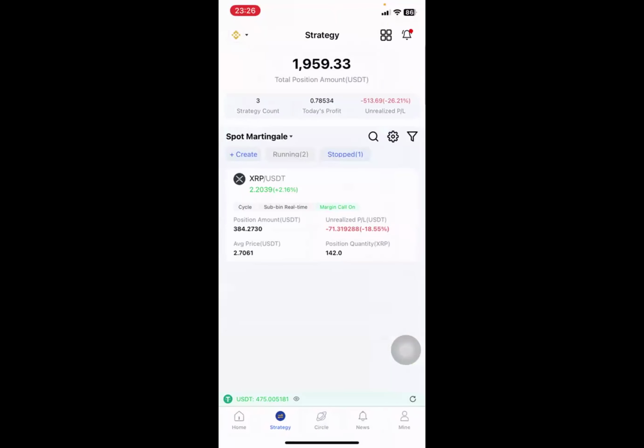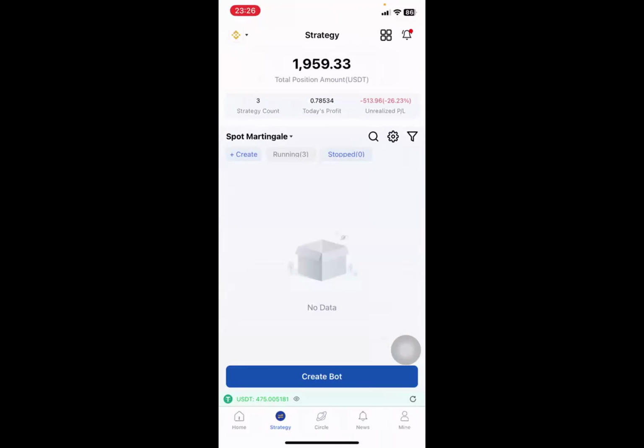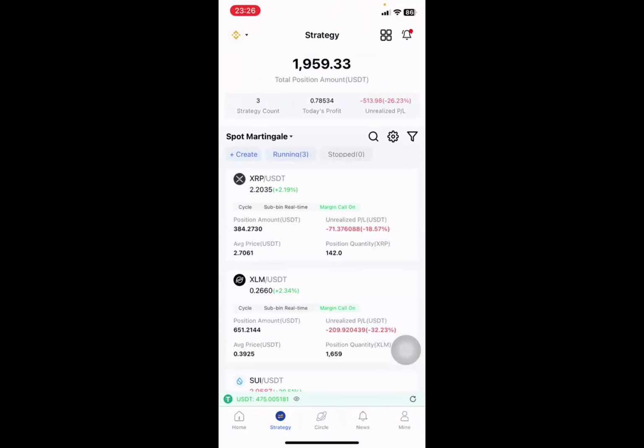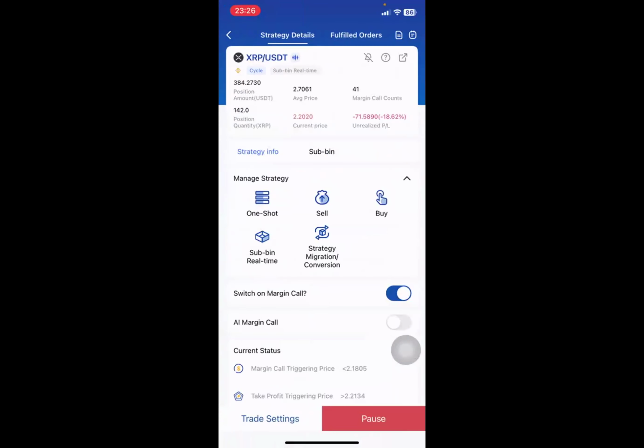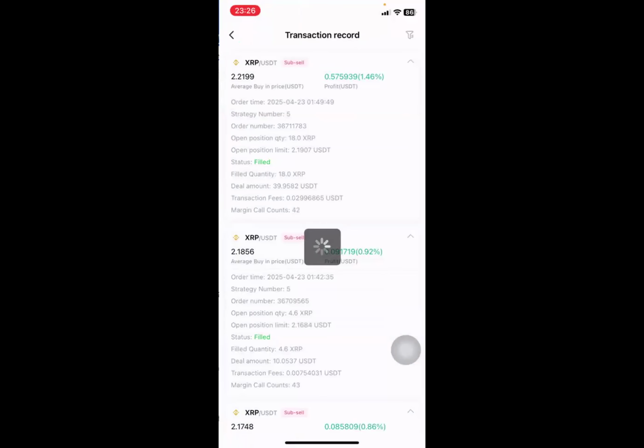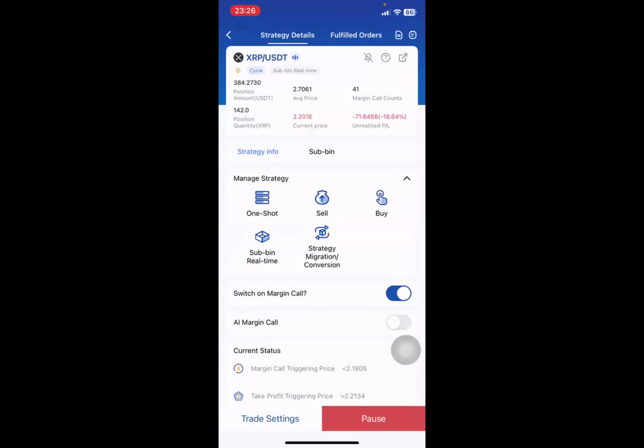Error. Please check the trade records. Okay. Tap on running again. Tap on XRP. Then tap on transaction records and let me see. Okay. Let us wait. Go back with the arrow. Go to the log. Tap on the log.